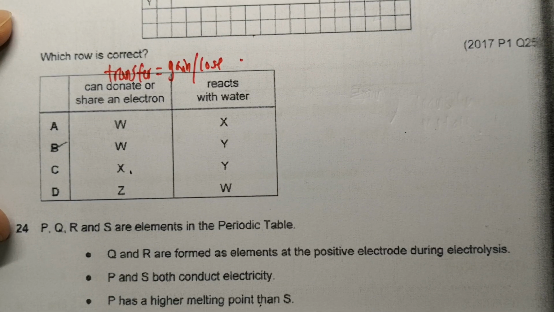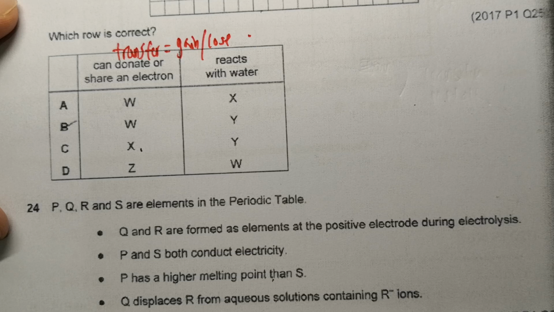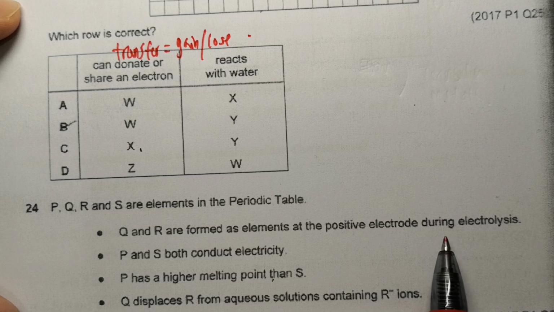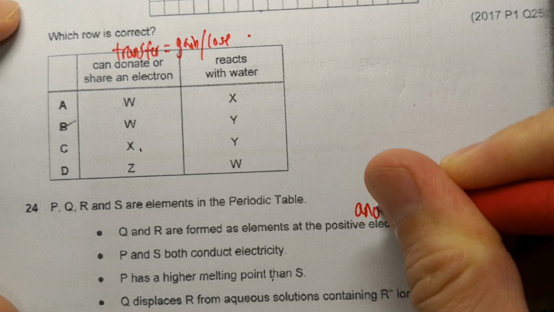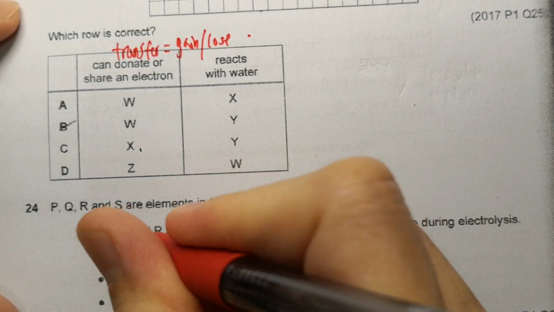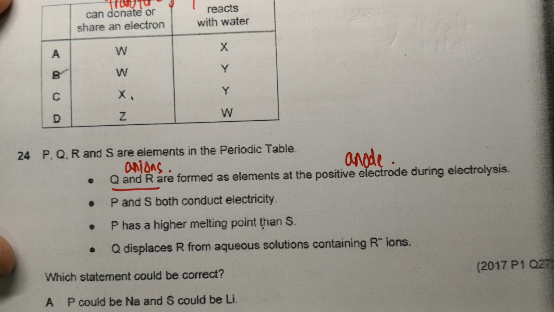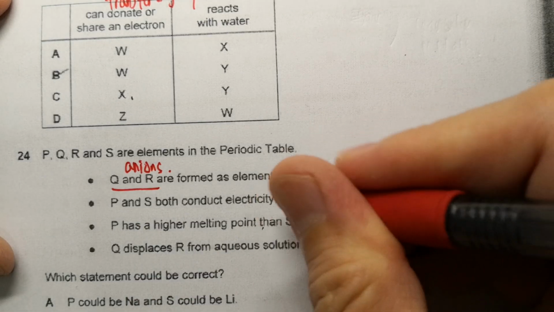Okay, P, Q, R, and S are elements in the periodic table. Which statement could be correct? Q and R form as elements at the positive electrode during electrolysis. Positive electrode is the anode, which means that these two are the anion. P and S both conduct electricity. Metal.